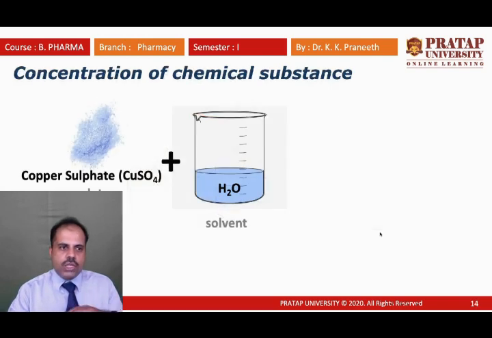So let's move on to the second example also. This can not only be a salt or anything, but it can also apply to chemicals and drugs.